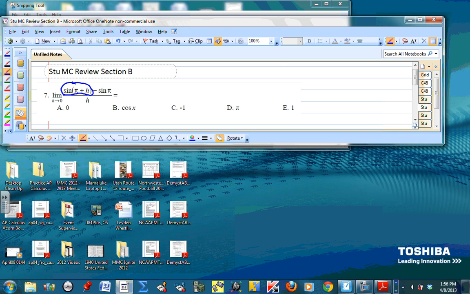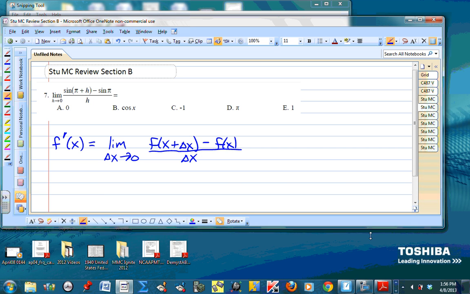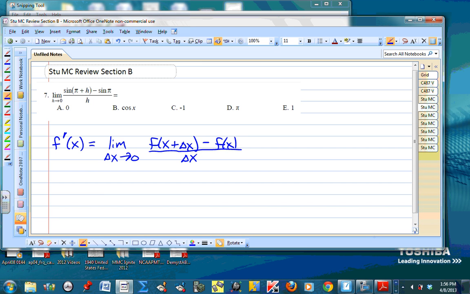you have to remember your angle sum identities and use them to rewrite this limit, and then some algebra rules to simplify and evaluate our limit. But if you remember way back in the beginning of the school year, we talked about the limit definition of a derivative of a function. Here it is in blue, provided that this limit exists.